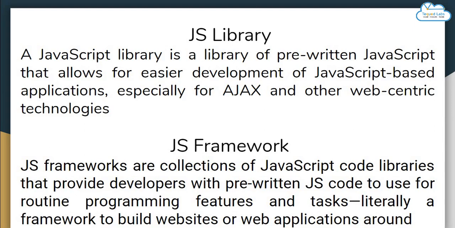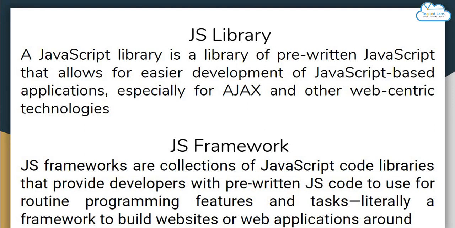Just like how in a normal library you have a collection of books, the same way a JavaScript library has a collection of elements, a collection of styling elements. All those things will be there in a library. Now what is a JavaScript framework? JavaScript frameworks are collections of JavaScript code libraries that provide developers with pre-written JS code to use for routine programming features and tasks. Literally a framework to build websites or web applications around.